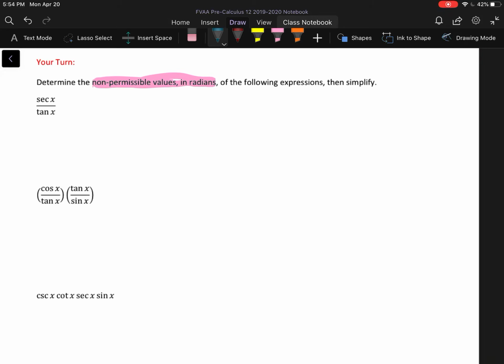All right, I hope that went well for you. So let's take a look at what we have here. In this situation, it might be easier for me to simplify and then find the non-permissible values for each of these, just because when you simplify, that's when you end up seeing a lot of the numerators and denominators show up.